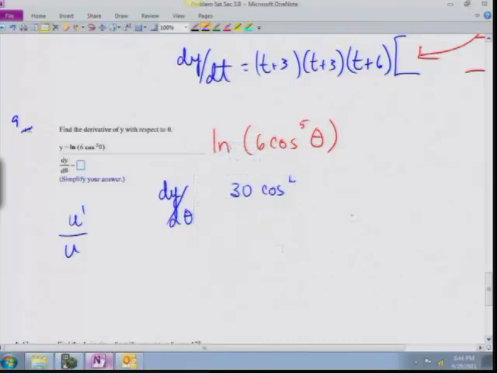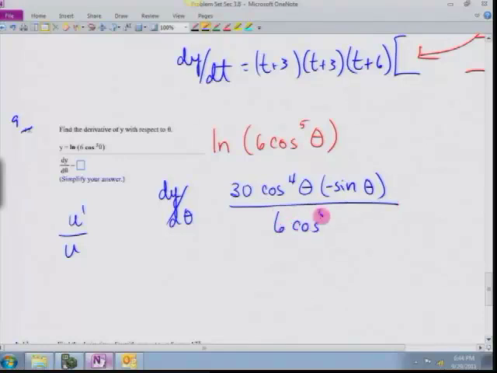Sorry. Does the ln go away? I'm just doing the derivative part of this right now. Okay. Yeah. The ln does go away, because the derivative is 1 over that times the derivative of that. So what do we have? Cosine to the fourth theta, and then times the derivative of that, which is negative sine theta. Does that make sense? Okay. And then that's going to be over 6 cosine 5 theta. And you would typically bring the negative in front.